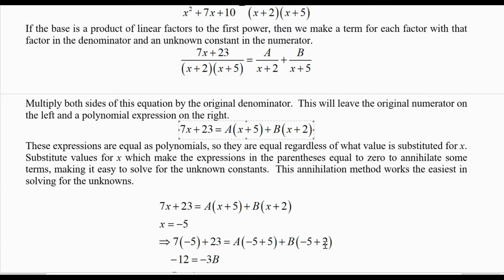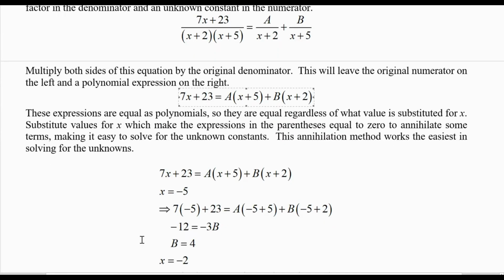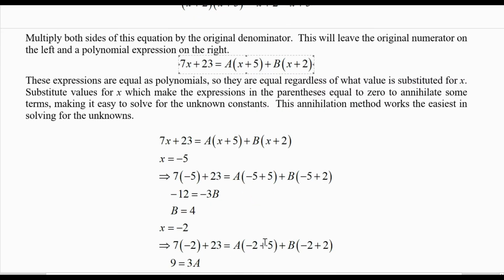Negative 5 plus 2 is negative 3, so we get negative 3B is, let's see, 7 times negative 5 is negative 35 plus 23 is negative 12. Divide both sides by negative 3, and we get B is 4. Similarly, if we use x is negative 2, it will annihilate this term, annihilate the B's. So we plug in x is negative 2 here. And by the way, if it didn't annihilate, we could go ahead and plug in B is 4. We know it's 4 at this point. But either way, it doesn't matter.